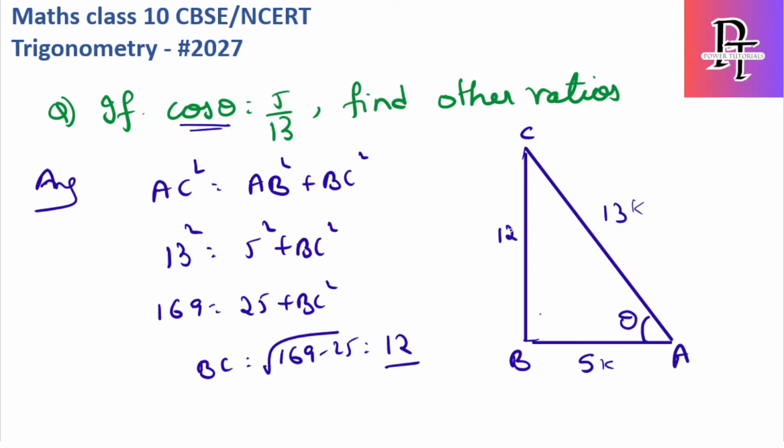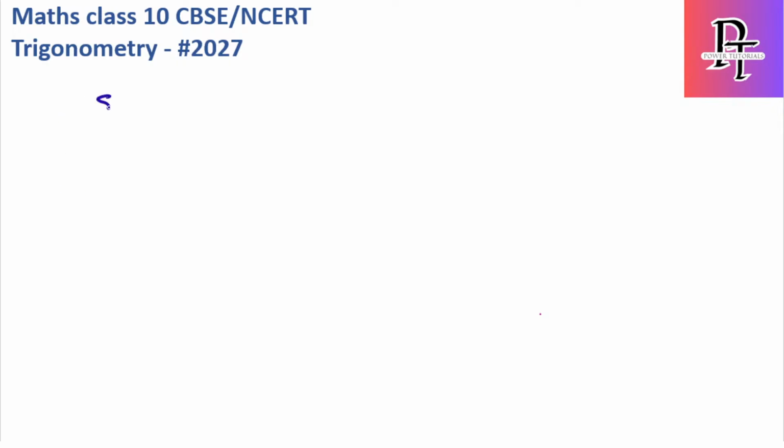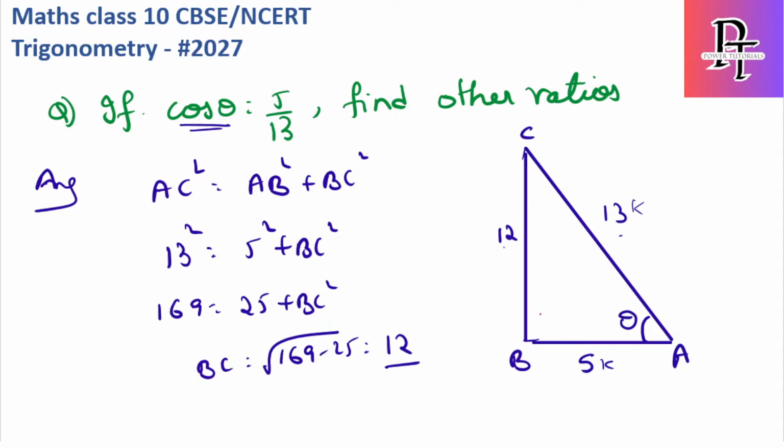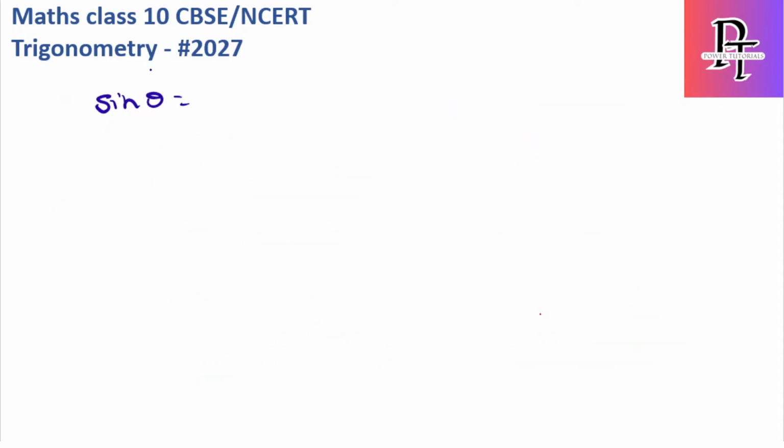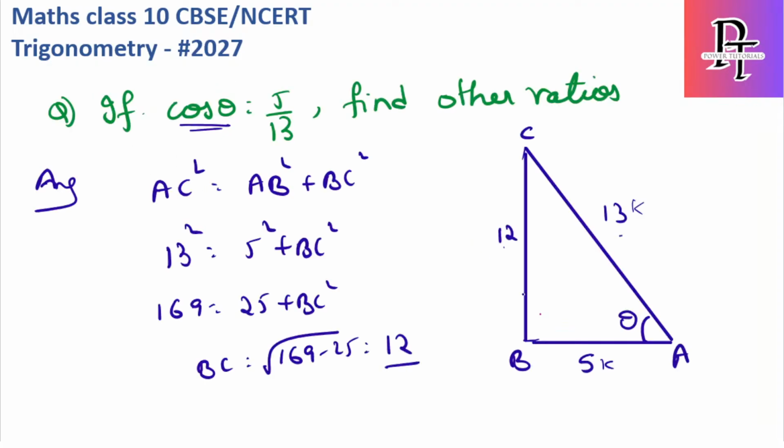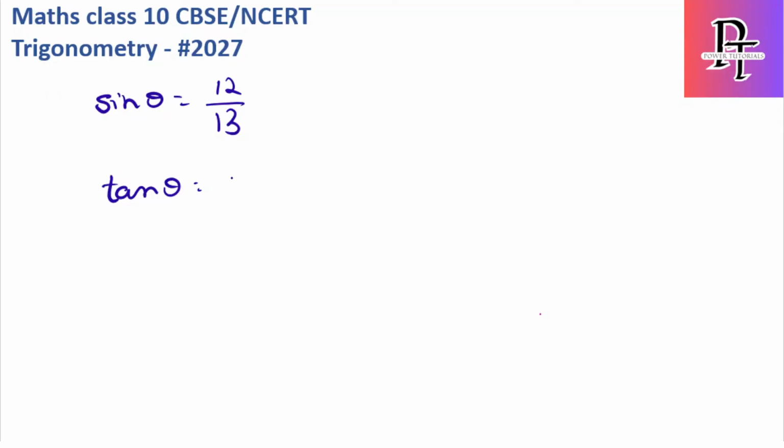See, now I know what is opposite side, what is hypotenuse, and what is adjacent. So usually the other ratios formulas which I told you in the previous slide, just use them and get all the required values. So for this question, let me find out all 6 trigonometric ratios. Cos we already know, but still we will find out the other 5. So sin theta for this question will be opposite by hypotenuse. Opposite is 12, hypotenuse is 13. So this way the answer is 12 by 13. What about tan theta? Tan theta is opposite by adjacent side. Opposite is 12, adjacent is 5. So the answer is 12 by 5.